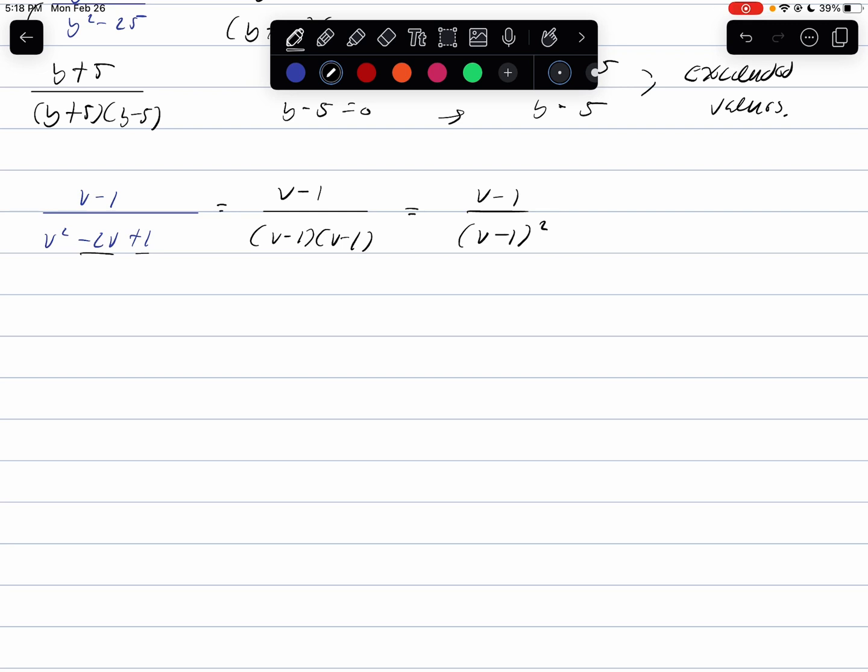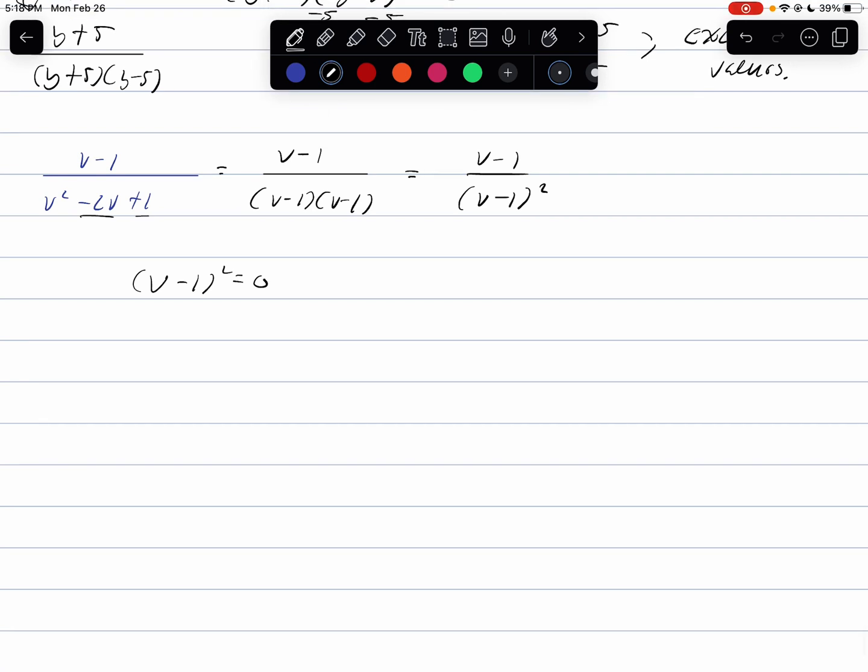Okay? So we can set v minus 1 squared equal to 0. And we really only have to worry about one instance of v minus 1. You could think of this as v minus 1 times v minus 1, but there's no point in checking it twice. So really, we just have to consider v minus 1 is equal to 0. We can add 1 to both sides, and we get v is equal to 1. So this would be our excluded value.